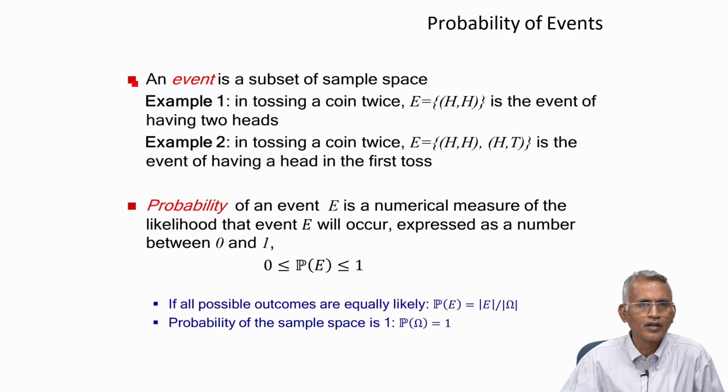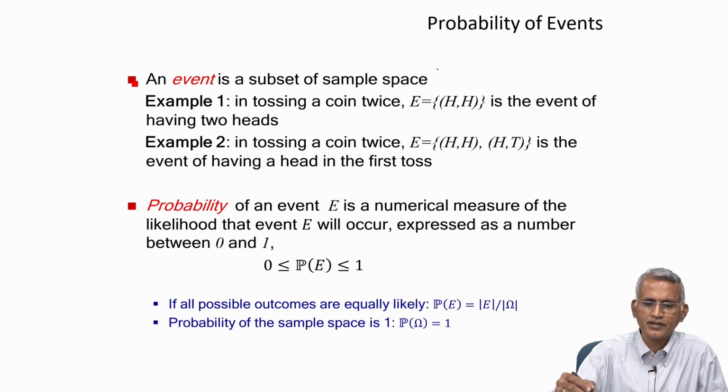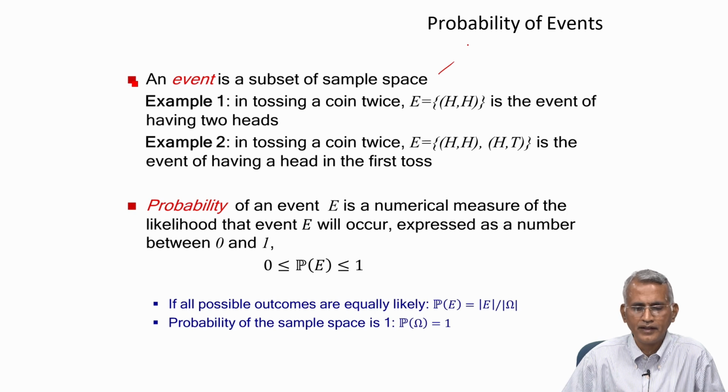Now, we are going to discuss events. An event is a subset of a sample space. For example, in tossing a coin twice, getting 2 heads is the event HH. The event HH, HT is the event of having a head in the first toss. This is one of the examples of an event.